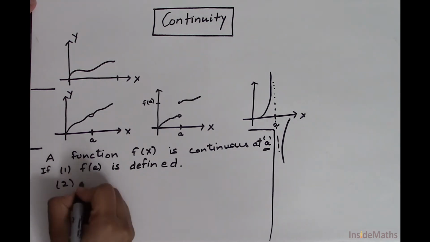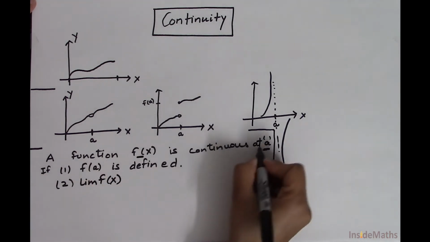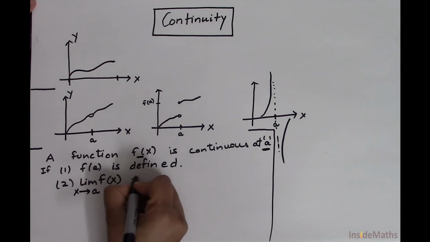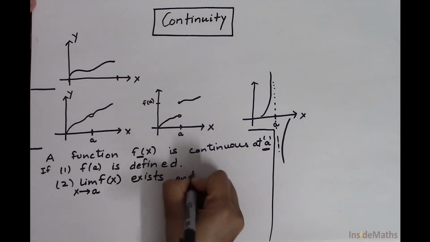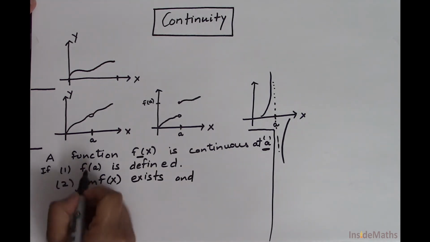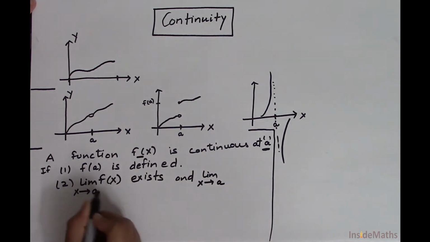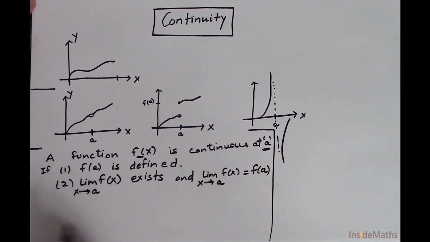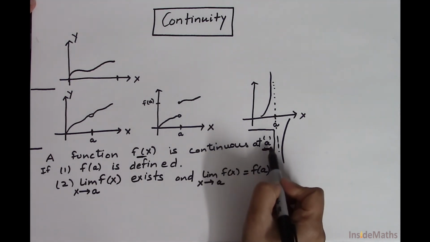And the second condition is the limit of the given function f of x at this point, that is, when x is approaching A, must exist, and the value of this limit must be equal to f of A. If this limit exists, then there must be a value and that value must be equal to f of A. If these two conditions hold, then the given function is continuous at the given point A.